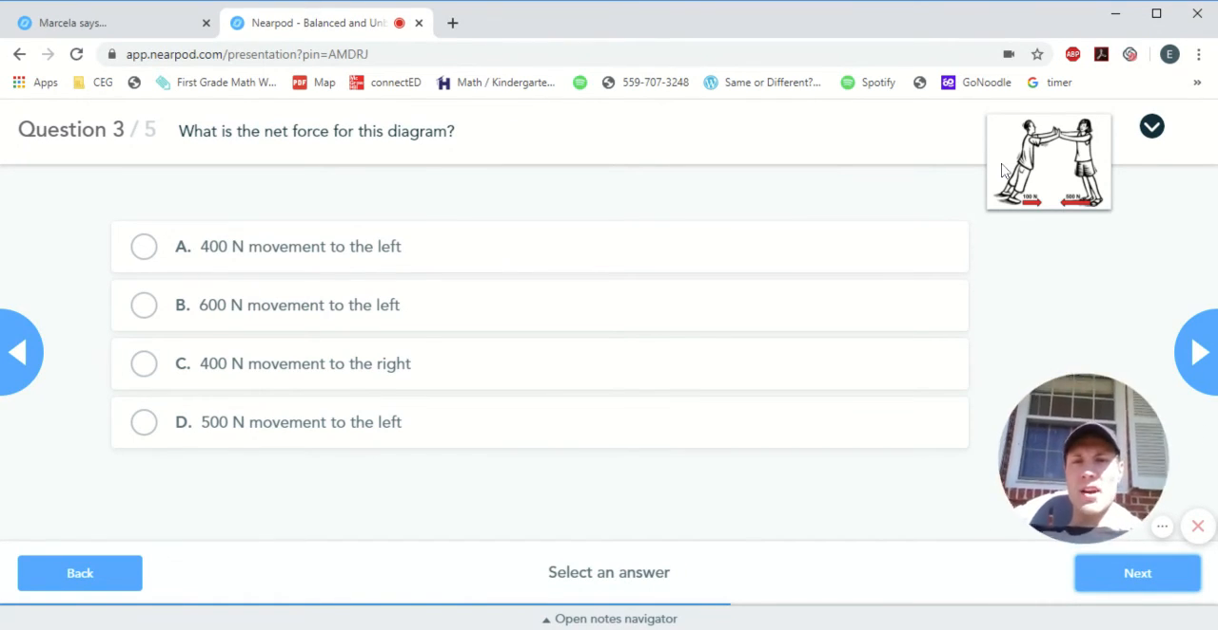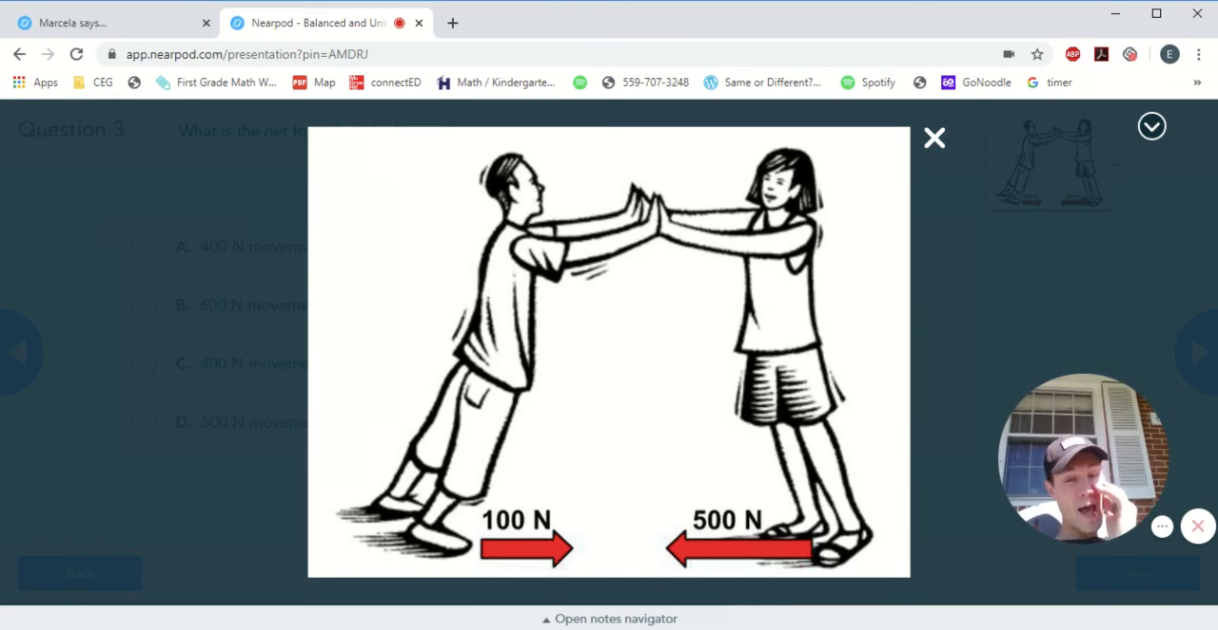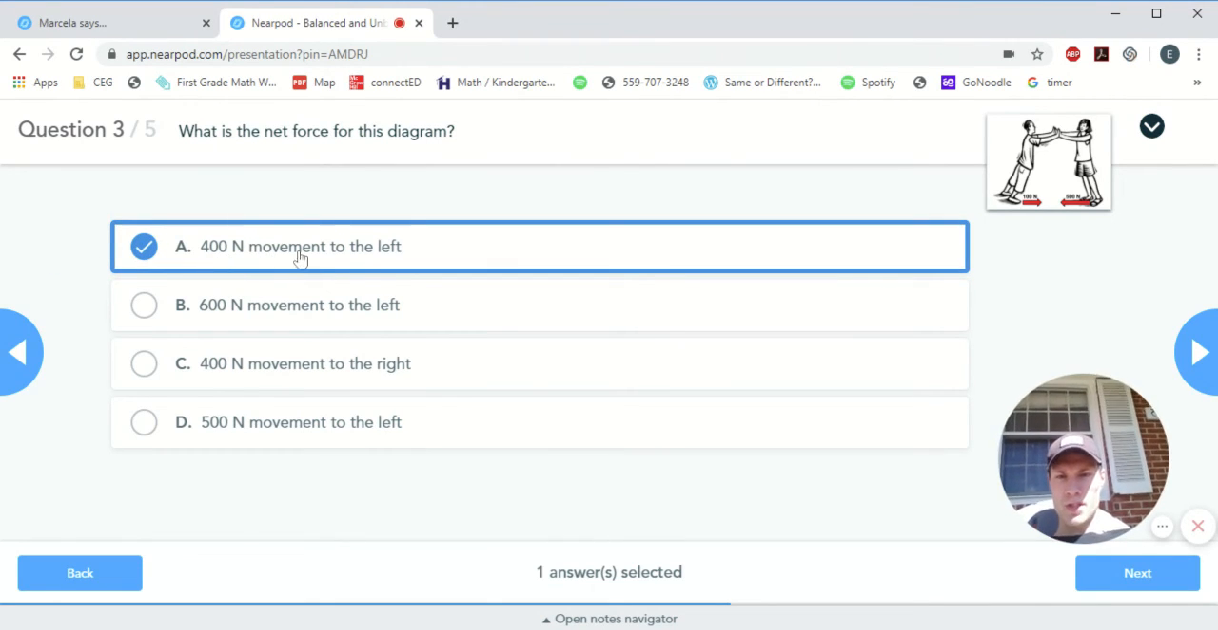So in this diagram, what is the net force? So I see that we have 500 newtons to the left and 100 newtons to the right. I remember calculating net force that are different. You subtract the smaller from larger. 500 newtons take away 100 newtons is 400 newtons, and our direction is to the left. So 400 newtons to the left. Okay, that looks perfect. 400 newtons to the left. Next.